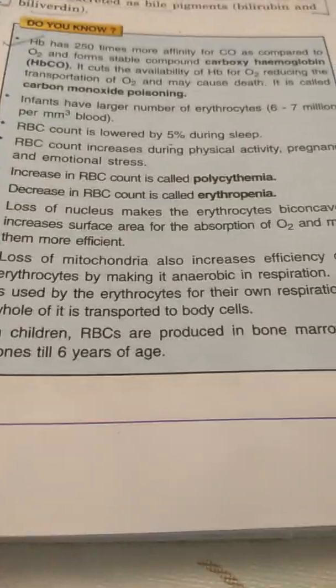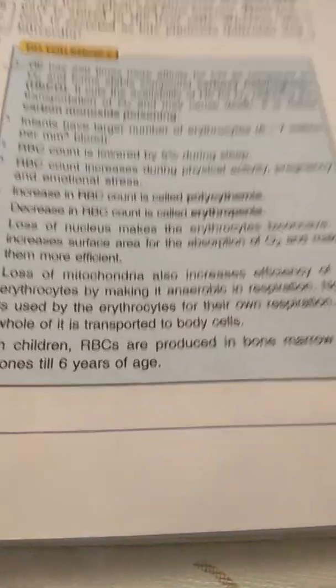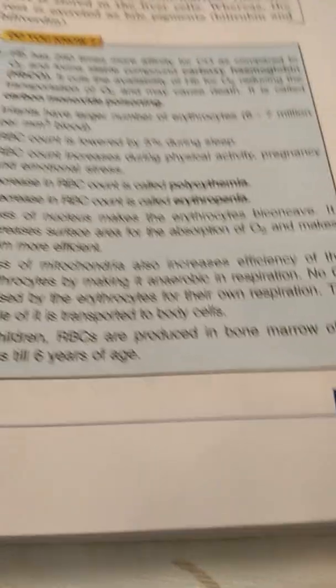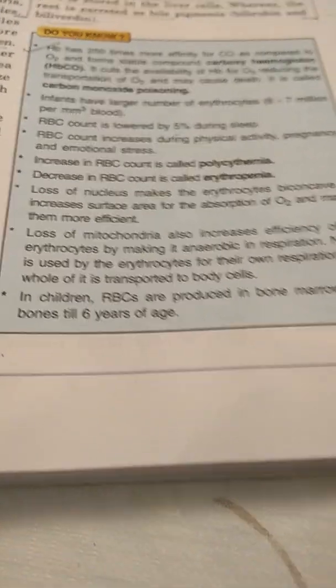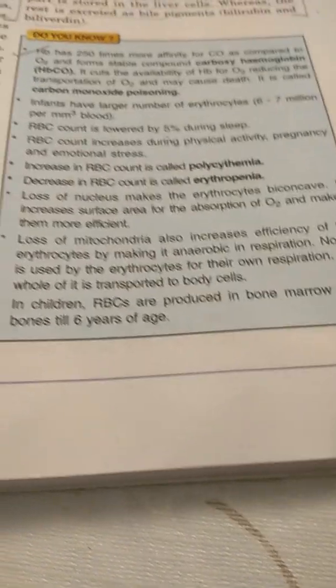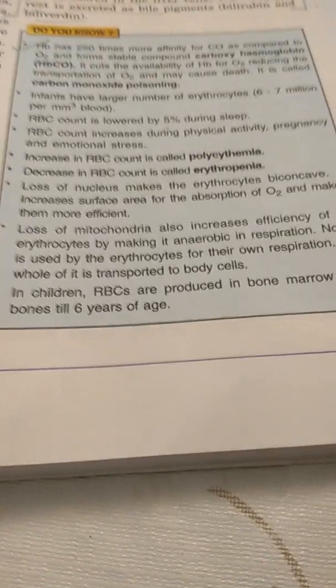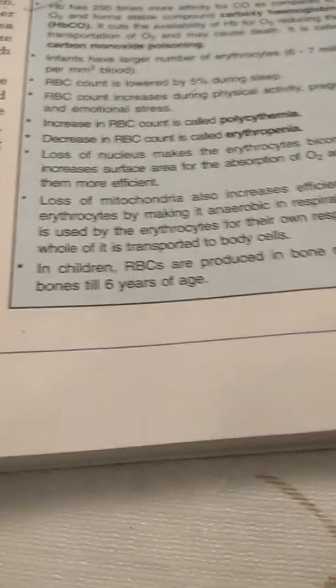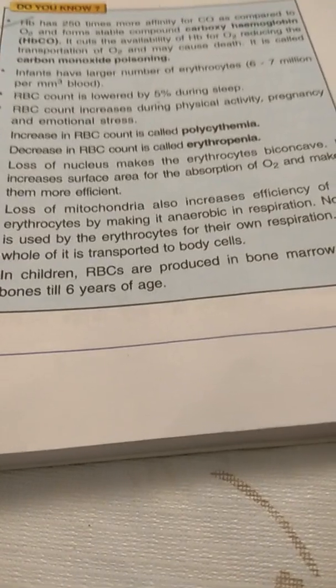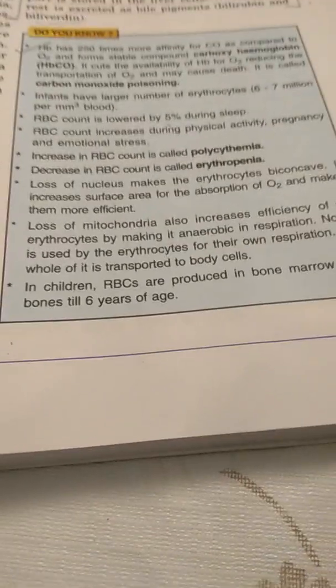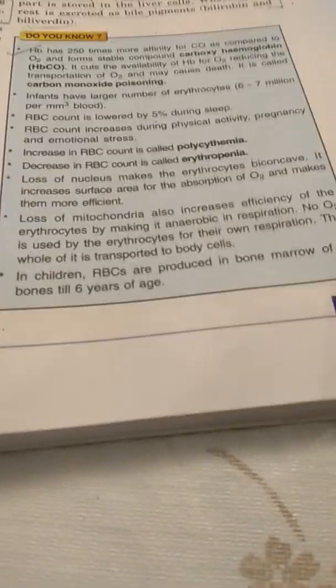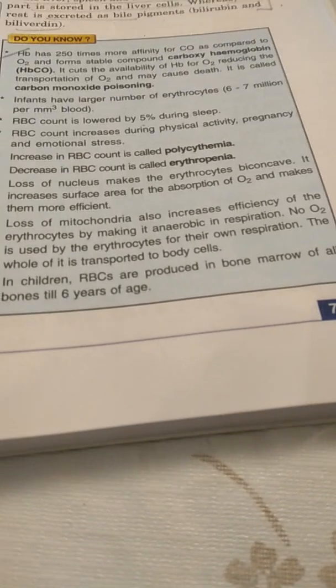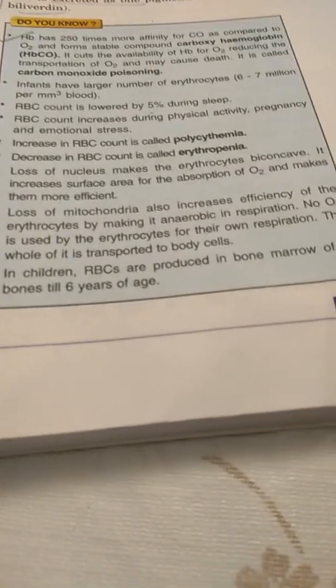As a result, a large amount of oxygen is given to the body cells. So you will find no oxygen is used by the red blood cells for their own respiration, and the whole of it is transported to the body cells. In children, the red blood cells are produced in the bone marrow of all bones up to the age of 6 years.